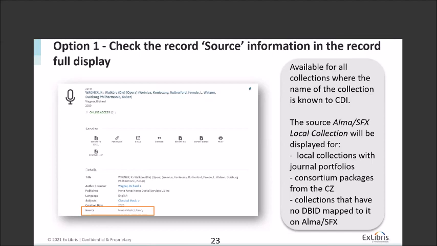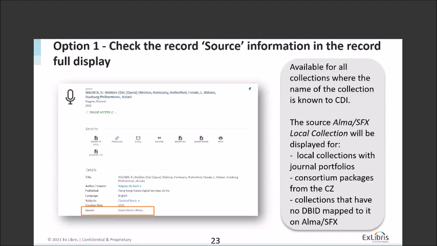What you can also see sometimes is that the activation source field that you see in the full display of the record contains the string Alma SFX local collection, which is not a very meaningful name. It's a fallback. It's a name that we use for a collection in case CDI does not know the name of the collection. And why does it not know the name of the collection? It doesn't know it in the following three cases.